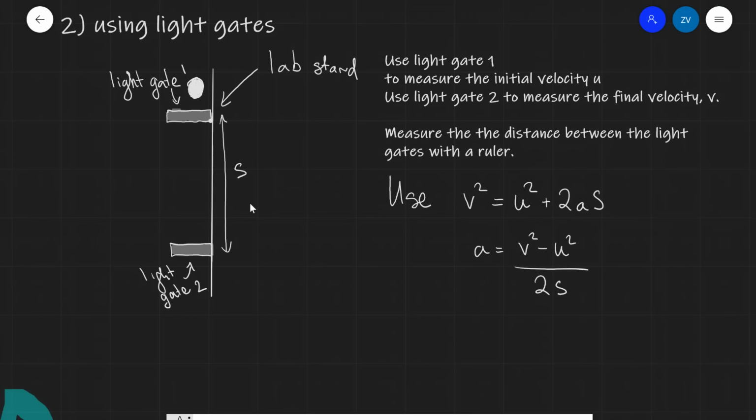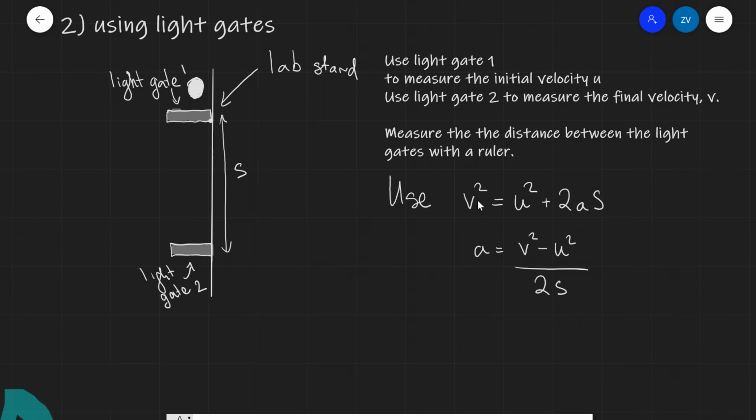Yet another way to make our measurement of g more accurate would be to use light gates. Remember, we can use light gates to find the instantaneous velocity of a moving object. I'm going to use two light gates connected to a lab stand, and every time the object that we drop, for instance a marble, passes through a light gate, we'll know its speed. I'm going to use light gate number 1 to measure the initial velocity u. We're also going to measure the final velocity v using light gate number 2. We're going to measure the distance between them with a ruler.